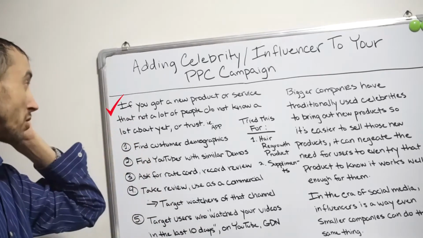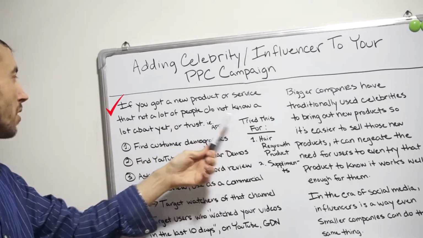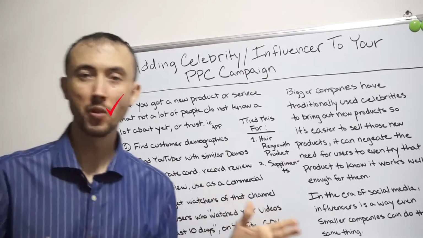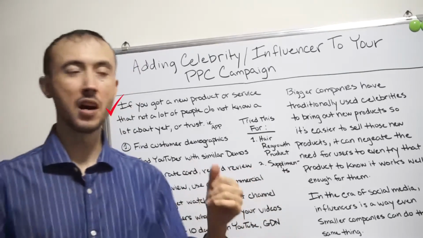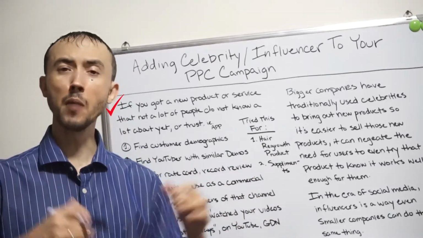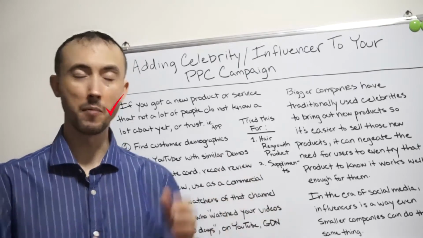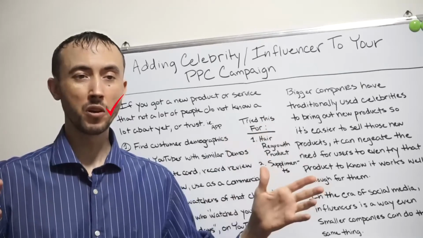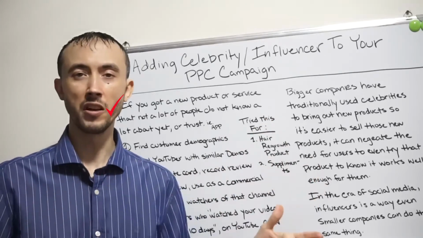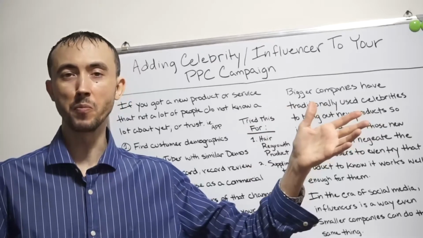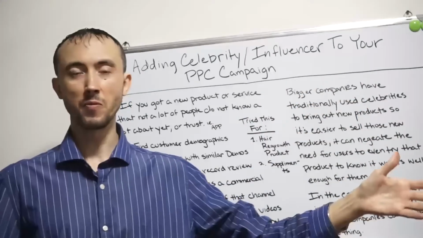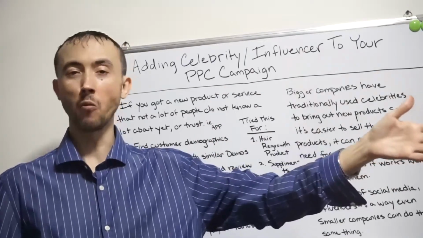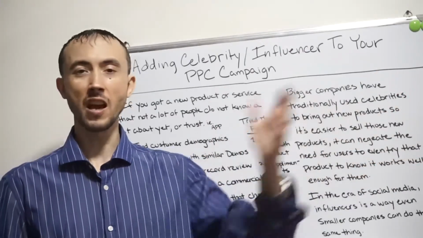If you got a new product or service that not a lot of people know of or know a lot about yet or trust, one good example here would be an app. A phone app is relevant here because you could have the best app in the world, but until somebody tries it, they don't know how good it is. And everybody says that their app is the best, and you're not going to spend 10 minutes trying it out to see if it's worth it, because chances are it's not worth it, and therefore you're just not going to get people to try it out.